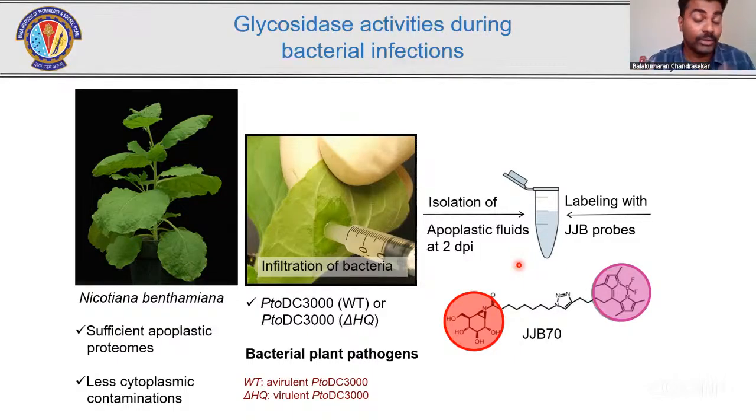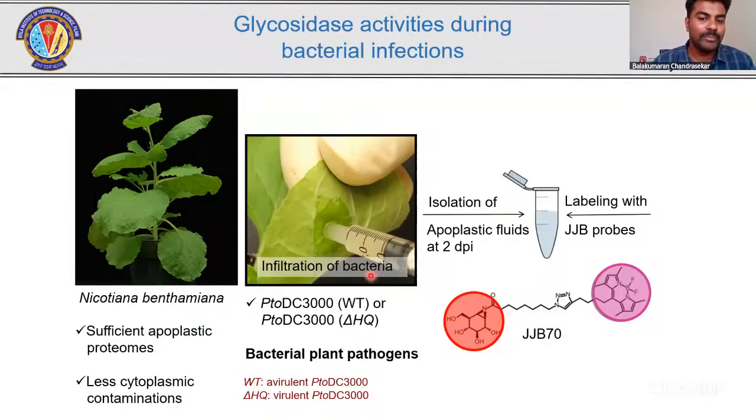So in order to know the status of glycosidases during the bacterial interaction, I infiltrated Pseudomonas syringae strains. The first strain is PTO DC3000, a wild type strain which causes cell death when injected into Nicotiana benthamiana, and the other strain is PTO DC3000 Delta HopQ, which causes bacterial disease when infiltrated. These two strains were infiltrated into Nicotiana benthamiana leaves.